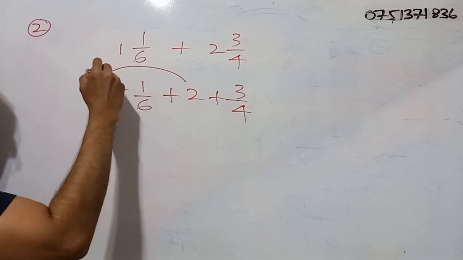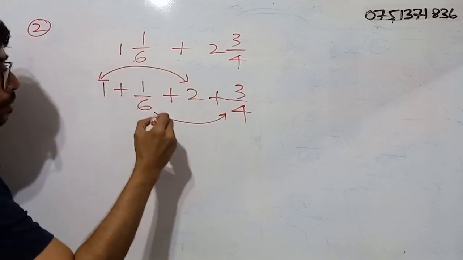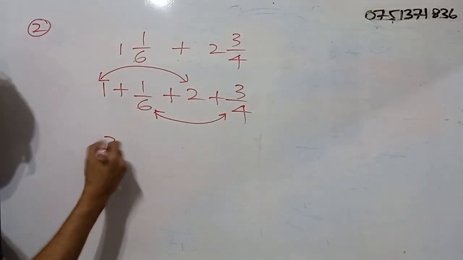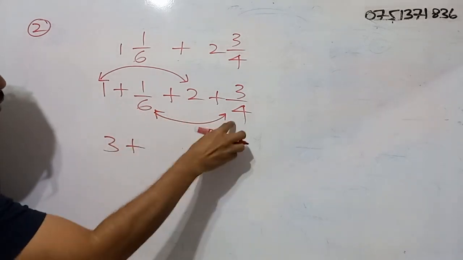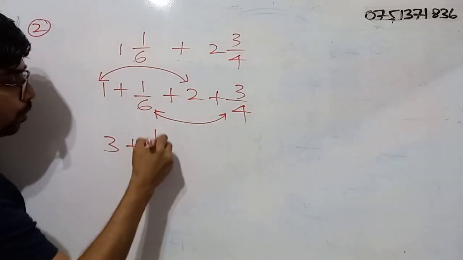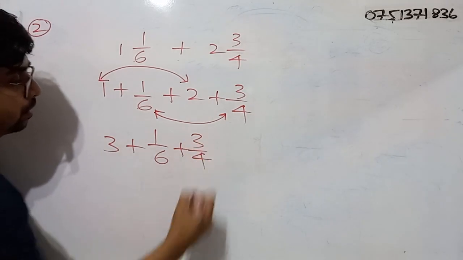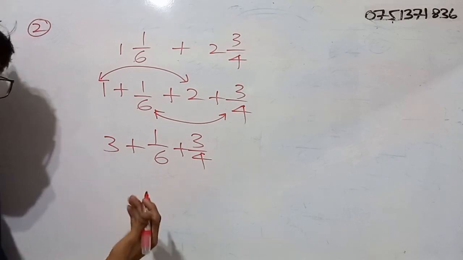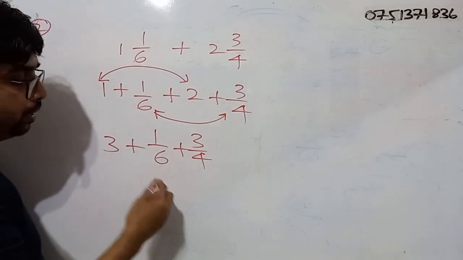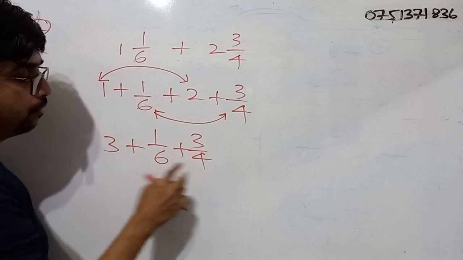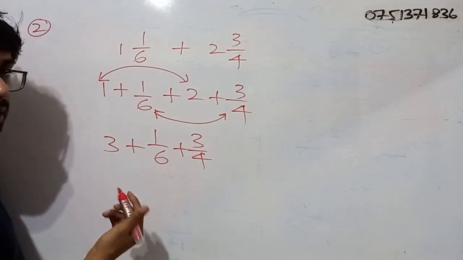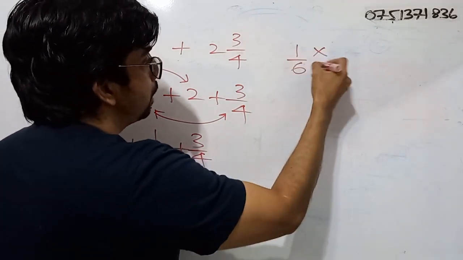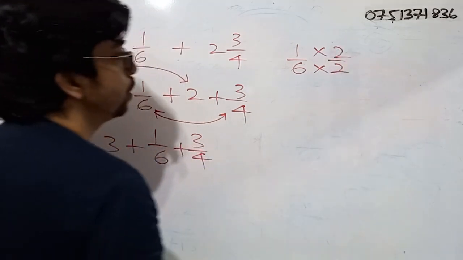Now I can simplify the whole number parts separately and the fraction parts separately. So 1 plus 2, that is 3. 3 plus, so we have to add these two fractions. So 1 by 6 plus 3 by 4. So here we have two fractions where the denominators are different. So we have to consider the least common denominator. So the denominators are 6 and 4. So the least common denominator will be what? 12, right?